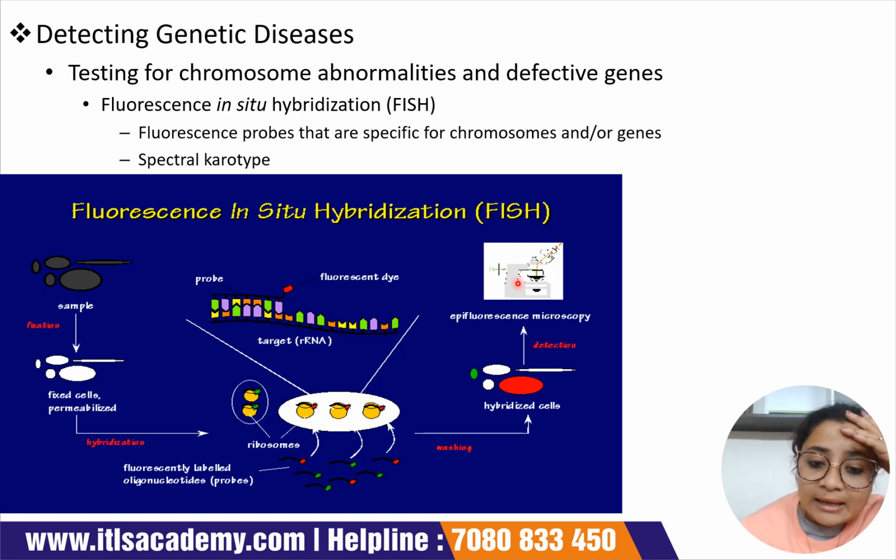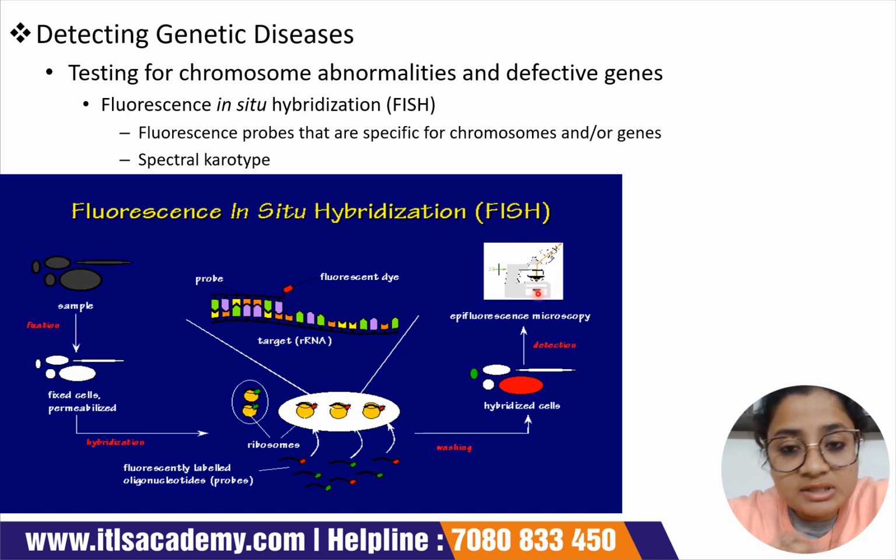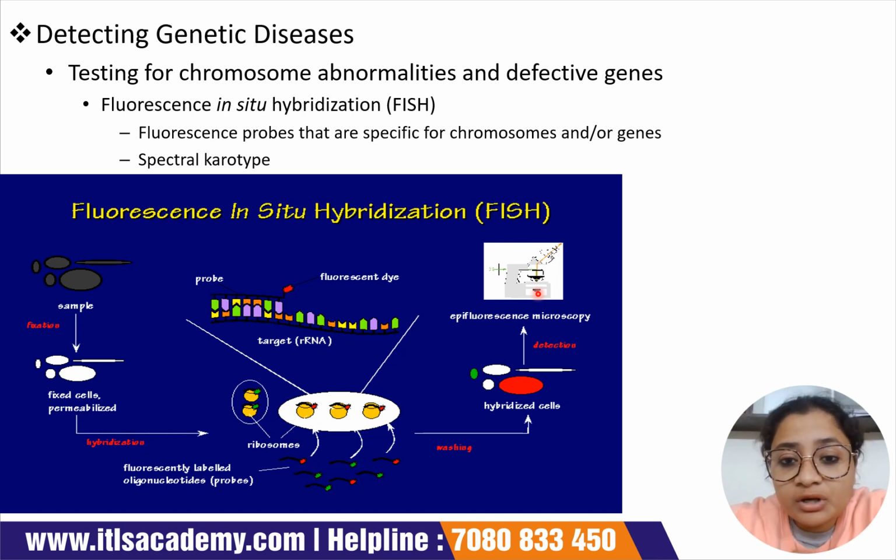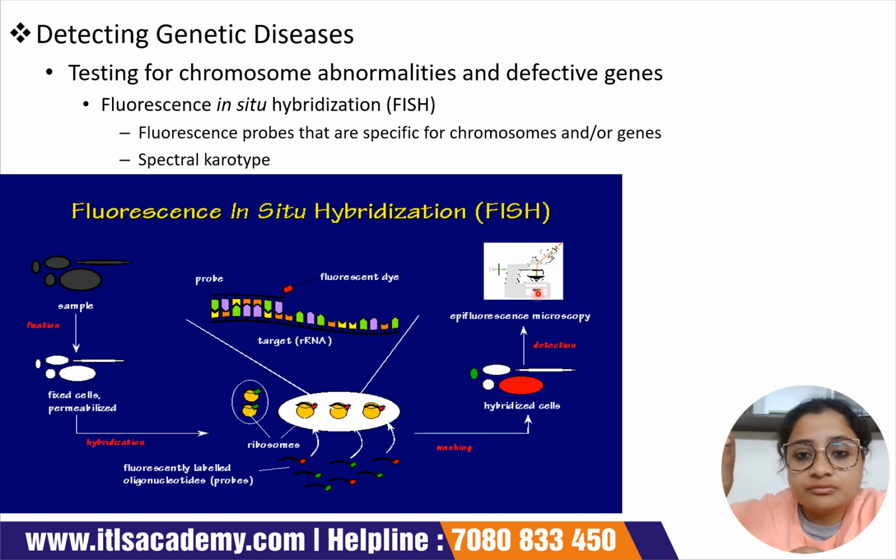So in situ means in natural conditions, in original conditions. And hybridization means where we are hybridizing something with some other compound. That is hybridization, as we all know. And fluorescence, we all know the phenomenon of fluorescence. So we are basically using fluorescent probes. Probes means which are specific to some sequence or specific to some chromosome or gene. So say for example, if I want to detect a particular type of genetic disorder, and I know that this genetic disorder occurs due to a defect in this particular gene, I will develop a probe against that particular gene, and that probe will be fluorescent.